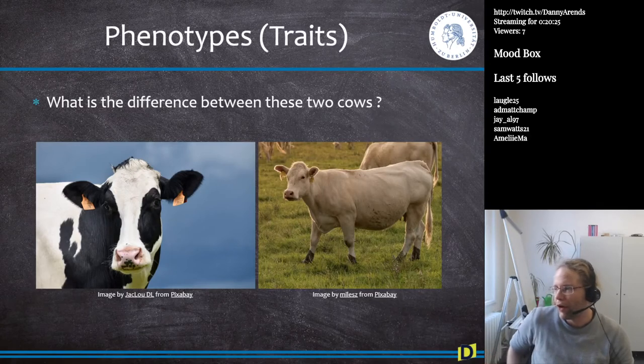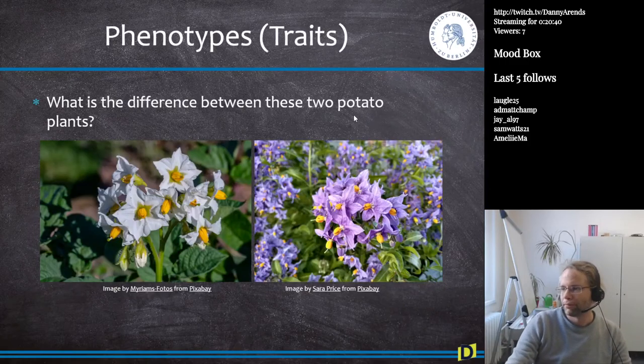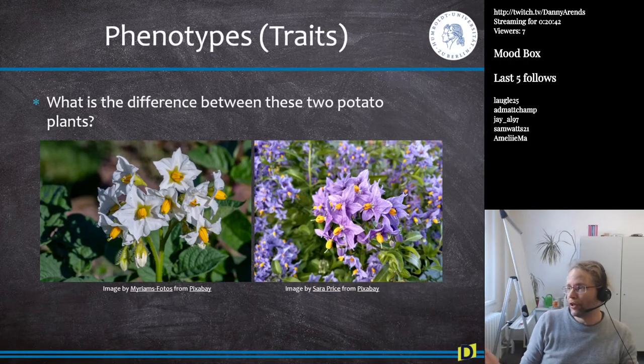We don't keep cows because they look beautiful. Well, in a way, some people do, but the phenotype here is that, yes, they look very different, and this difference is, of course, connected to the phenotype that we are interested in. All right, another one: what is the difference between these two types of potato plants?